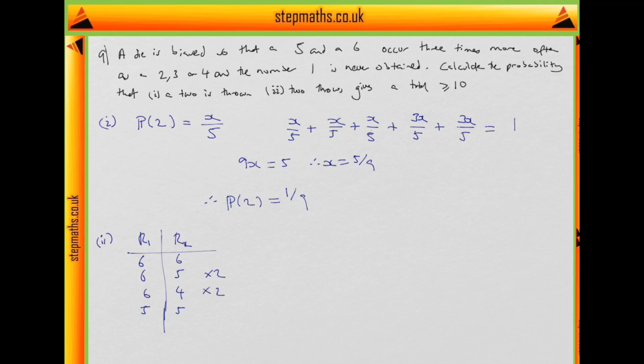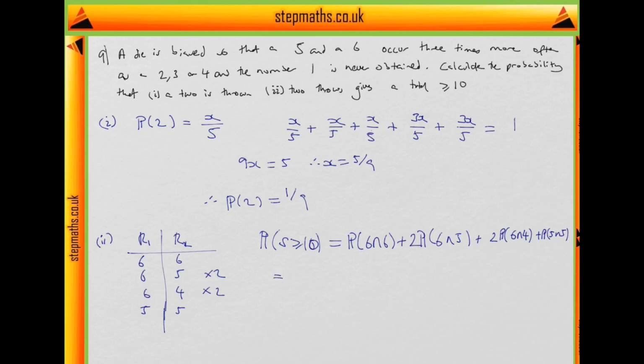So the probability of our score, S, being greater than or equal to 10 is equal to the probability of rolling a 6 and a 6, plus twice the probability of a 6 and a 5, because the probability of a 6 and a 5 is the same as the probability of a 5 and a 6, plus twice the probability of a 6 and a 4, plus the probability of a 5 and a 5. So what's that equal to?